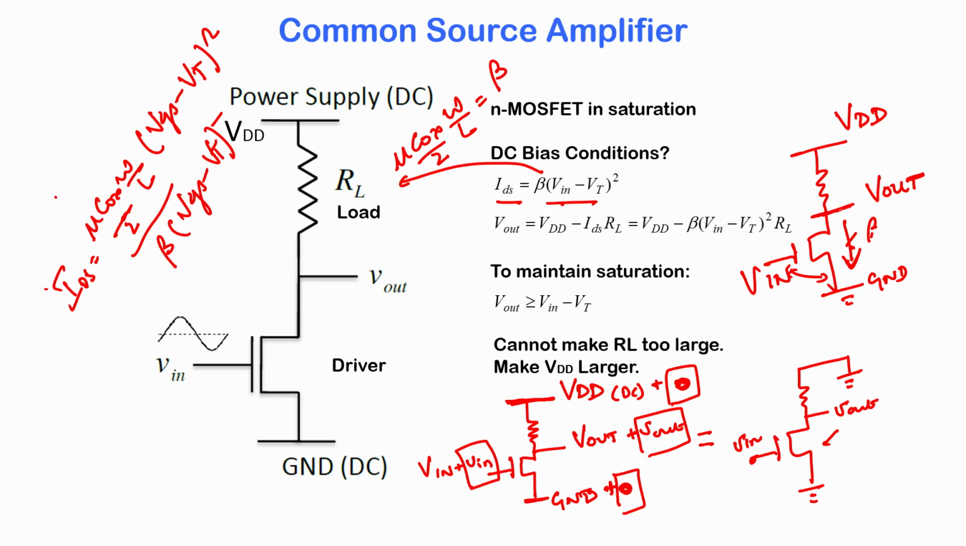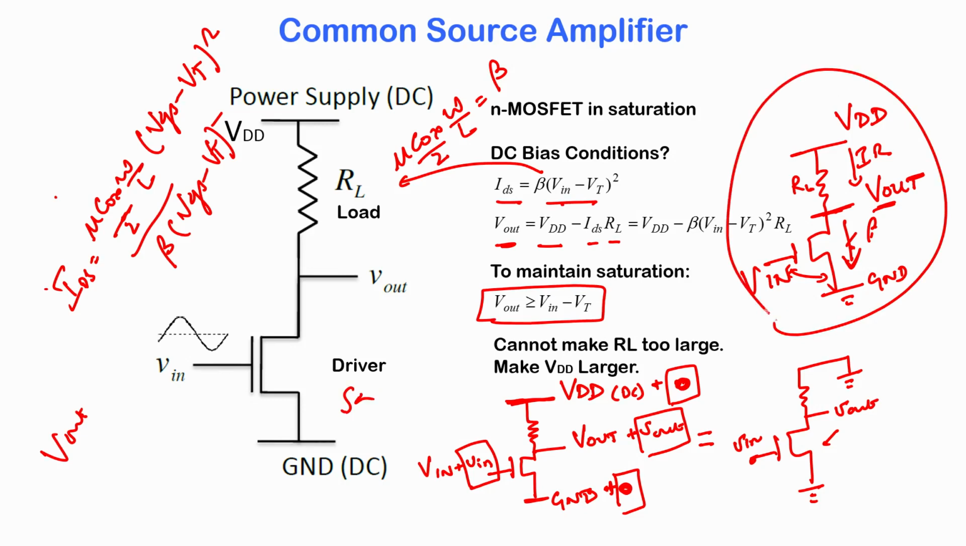And what is V out? Capital V out is VDD minus the IR drop here. So, VDD minus IDS into RL is my V out, and to keep this in saturation we want V out to be greater than V in minus VT. So, that is the DC condition required to keep this driver in saturation mode, and that is the DC circuit.